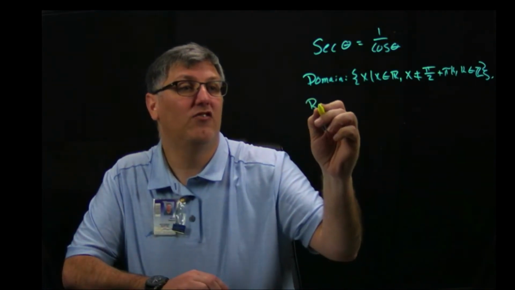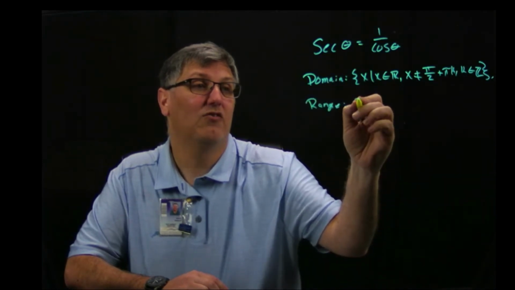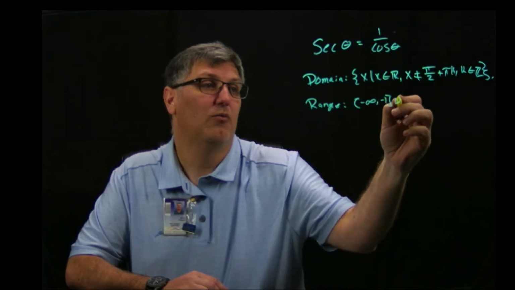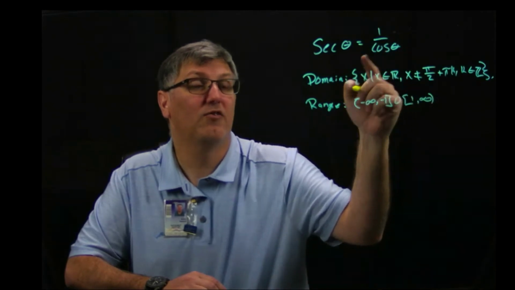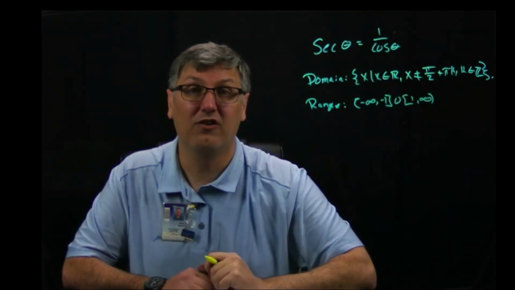My range is the same as cosecant. It's going to be from negative infinity to negative 1. We're going to skip over, and we're going to go to 1 to infinity. What we're actually skipping over is the graph of cosine. What's in this little middle part that we're skipping is actually the graph of cosine.